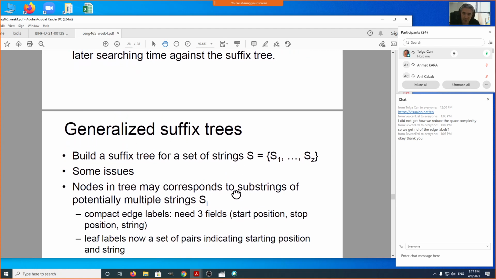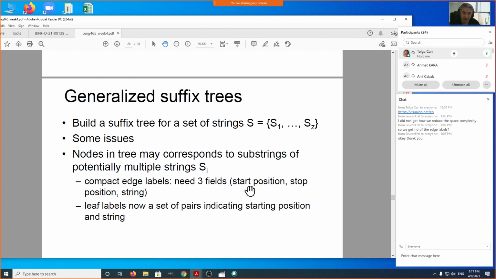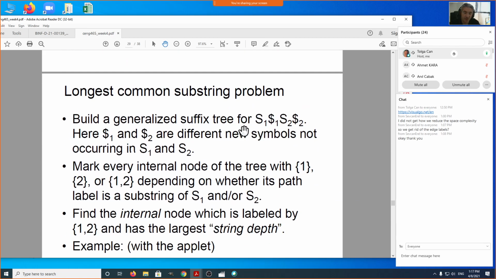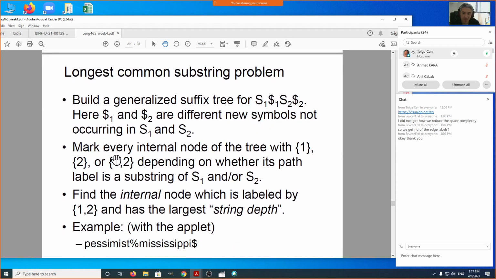I talked about generalized suffix trees, how we can build a single suffix tree by concatenating multiple strings together. For longest common substring, for example, we can build a generalized suffix tree for S1 $1 and S2 $2, some two symbols that are different, which do not exist in any of these strings. And we can mark every internal node of the tree with 1, 2, or 1 and 2, depending on whether we arrived at that intermediate node by following a suffix that starts with the first string or starting with the second string.